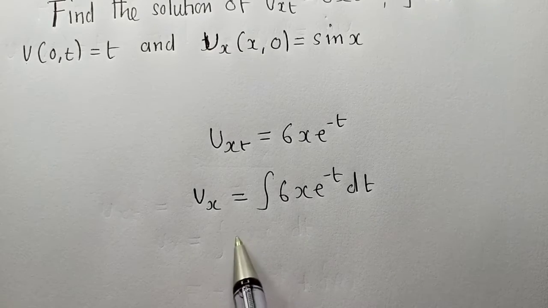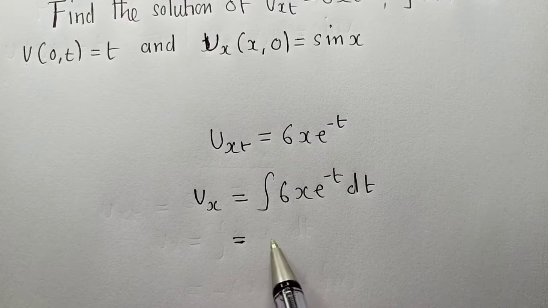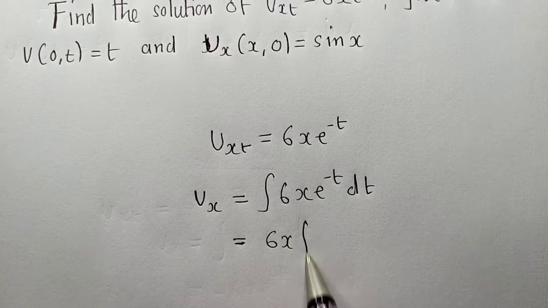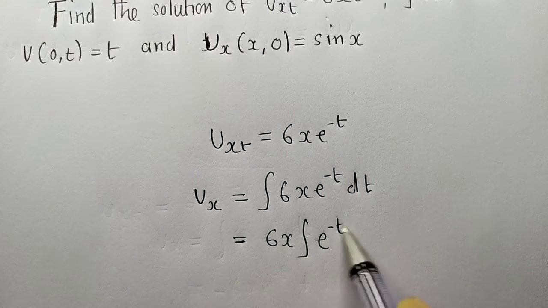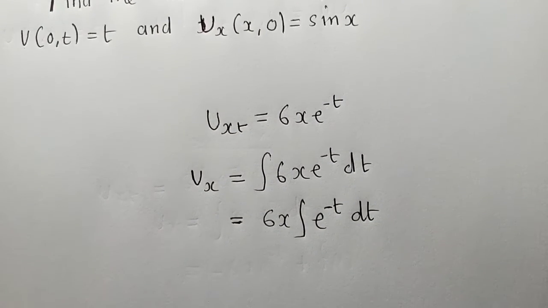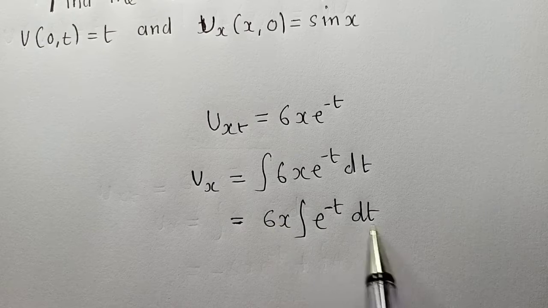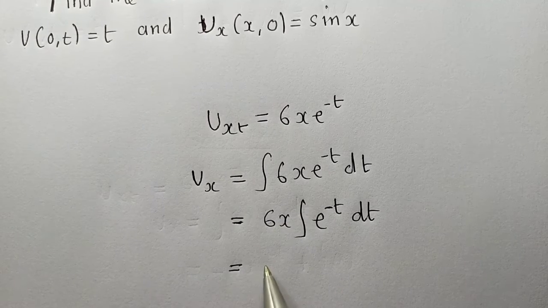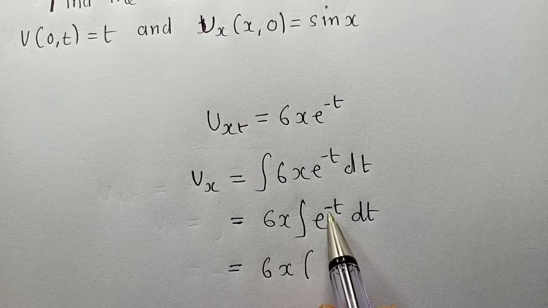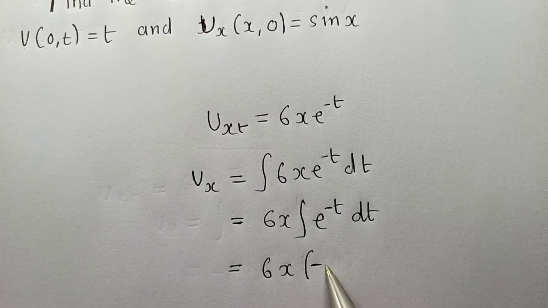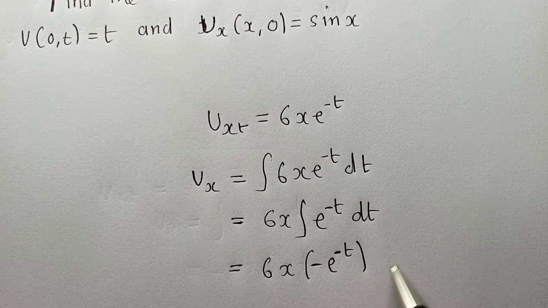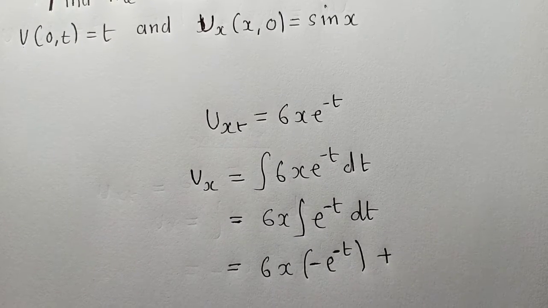Okay? So when you integrate here, we are automatically going to treat this as a constant. So they will be outside like that, since we are respecting t. So these two are not affected by t. So we shall have 6x and the integral of e to the power negative t, it will be negative e power negative t. And then we say plus a constant.